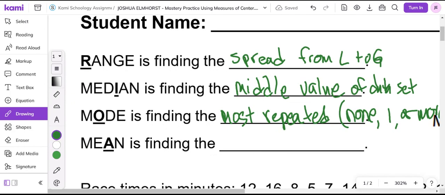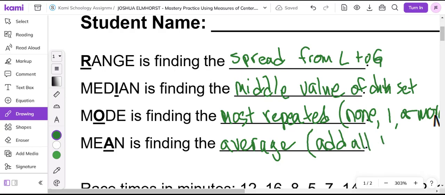And the last one, what's another word for the mean? You got your whole data set and you add all your numbers together and you divide by how many numbers you have, and that tells you what is the average, the overall average of the whole data set. You're going to add all your numbers and then divide by how many numbers you have in the set.